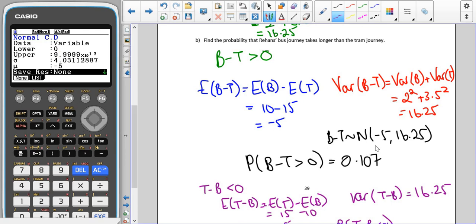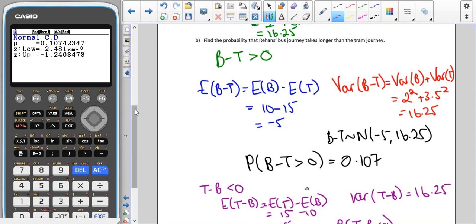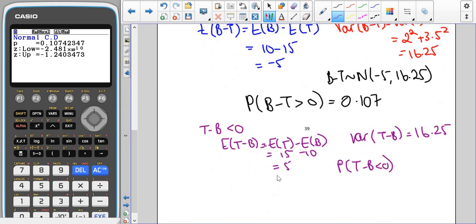Then in our calculator, if you've done it this top way here, B minus T, the smallest value that we want this time is 0. The biggest is a really big positive number. Our standard deviation is going to be the square root of 16.25, which gave me this number here. And our mean is minus 5, which gives us this value here. Just to show you, it does give you the same value if you do it the other way around. This time, our lower is a really big negative number, our upper is 0, and this time our mean is 5, ta-da! We end up with the same value if we had done it this purple method down here.